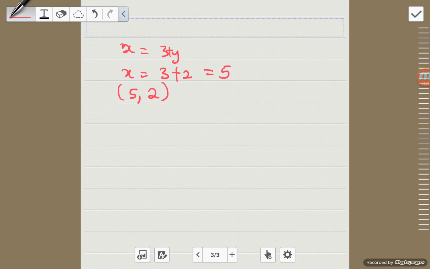Another approach that we can use is row reduction. Row reduction is simply putting our system into what we call an augmented matrix so that we can perform row reduction on the matrix to achieve an echelon form. An echelon form is reducing your matrix into an upper triangular matrix.